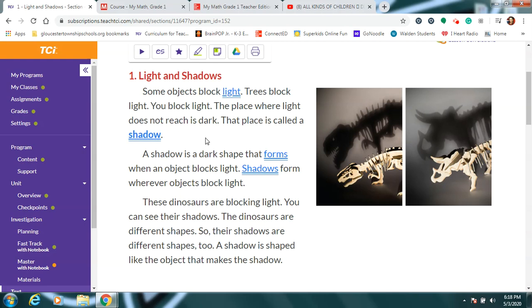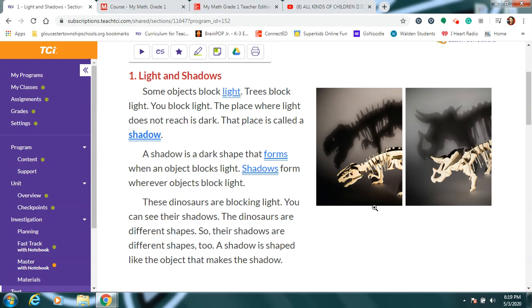Some objects block light. Trees block light. You block light. The place where light does not reach is dark. That place is called a shadow. Remember last week we were talking about how light can go right through a window. That's why you can see what's on the other side. But light can't pass through this dinosaur puzzle. And so when light shines on it and stops here at the wood, on the other side, it creates a dark spot because the light can't go through, and that's called a shadow.